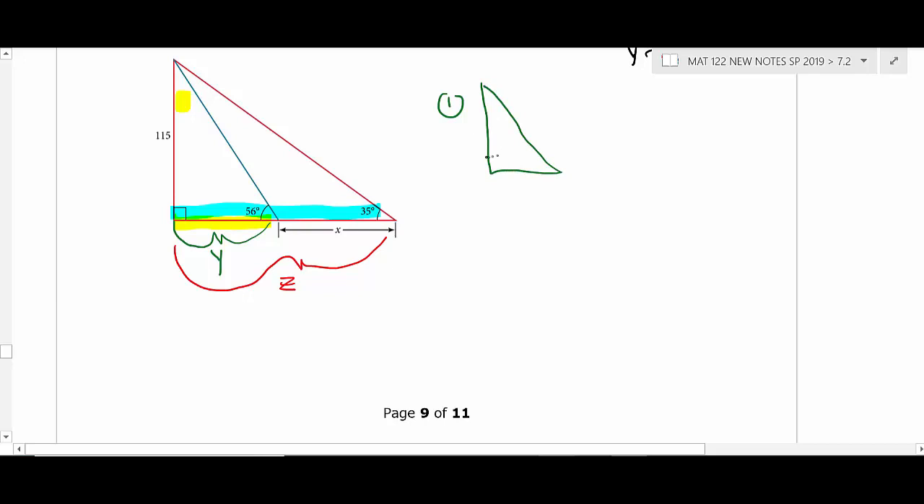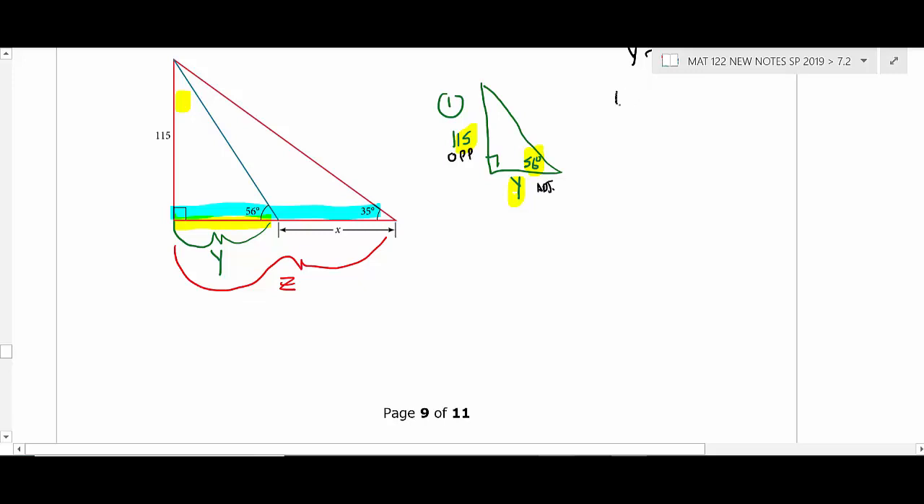And let's write down what we have. We have 115. This base we decided to call y. And then we have that angle as 56 degrees. So we should be able to easily find y on this by doing the tangent. So again, if you look at angle 56, you have opposite and you have adjacent. So again, that's going to be a tangent.